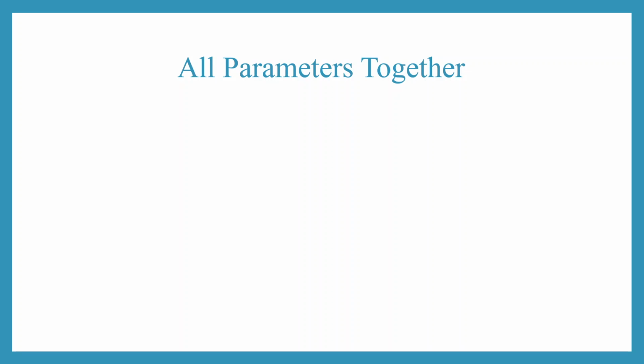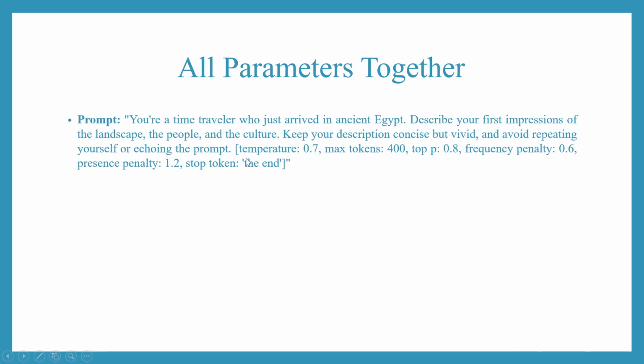All parameters together. You are a time traveler who just arrived in ancient Egypt. Describe your first impressions of the landscape, the people, and the culture. Keep your description concise but vivid and avoid repeating yourself or echoing the prompt. Temperature 0.7, maximum tokens 400, top P 0.8, frequency penalty 0.6, presence penalty 1.2, stop token: the end.